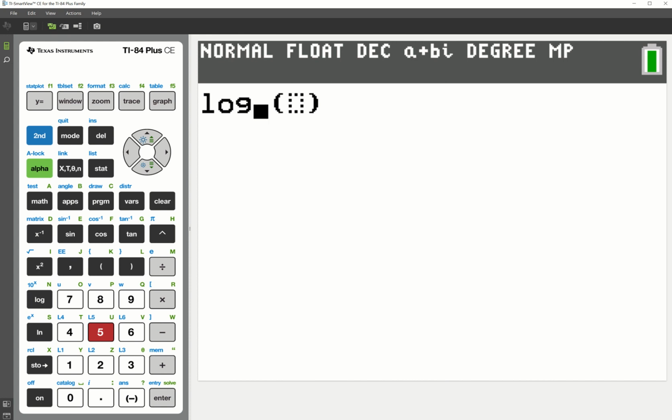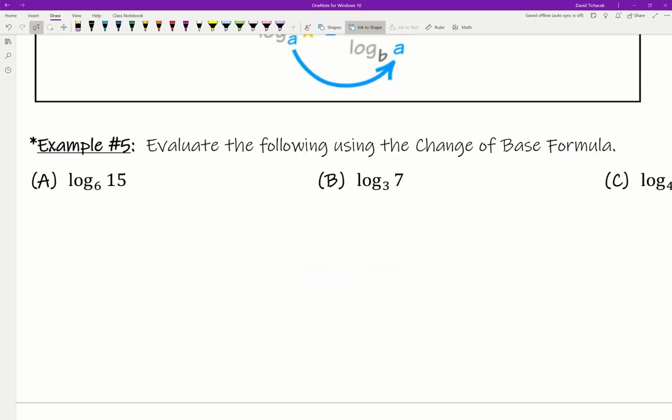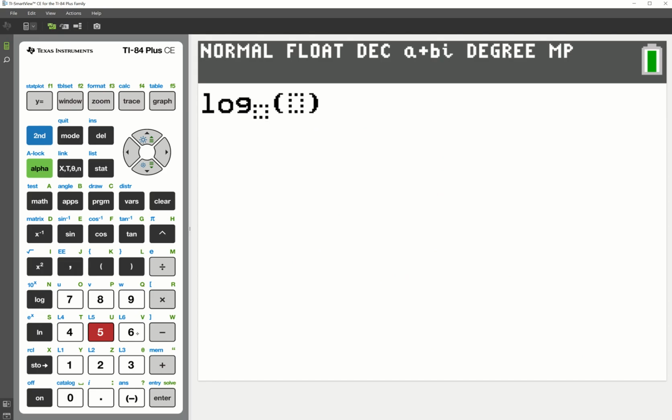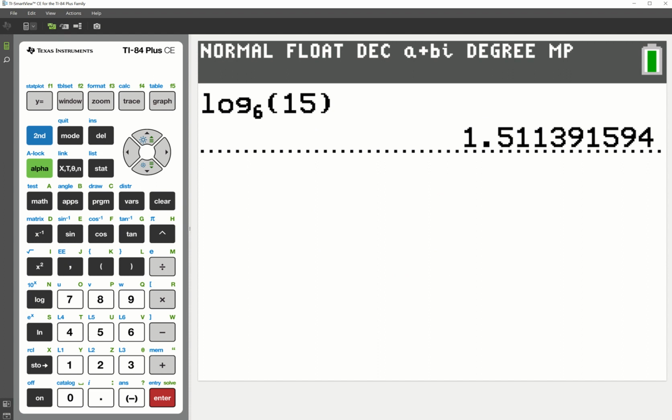So again, that's alpha window 5, and that automatically pulls up for you this function in the TI-84 that gives you the ability to calculate the log of any base of any input, okay? So if we wanted to do that, we could, of course, evaluate something like it says here in example 5, where it says log base 6 of 15. We could just simply type in a 6 for the base, arrow over, 15 is the input, press enter, and it gives us the result nice and easy.